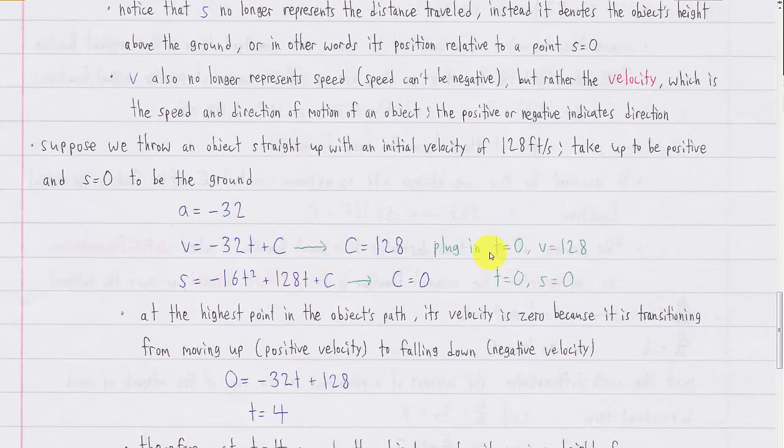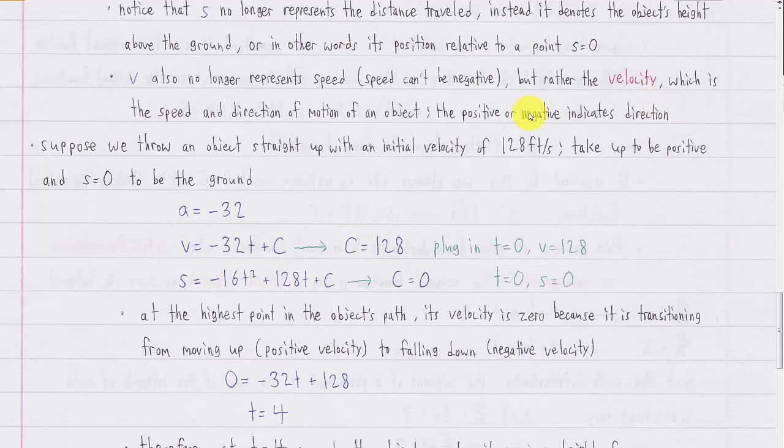So let's think about what the object's going to do. When we start at the ground and we throw it straight up, obviously it's going to hit some maximum point, and then it's going to fall back down. So at this highest point in the object's path, its velocity is going to be equal to 0. That's because it's transitioning from going up to going down. When it's going up, the velocity is positive, and when it's going down, the velocity is negative. So in between it is 0 when it has stopped moving and it's at its highest point, ready to fall back down.